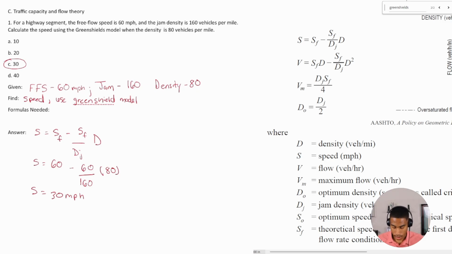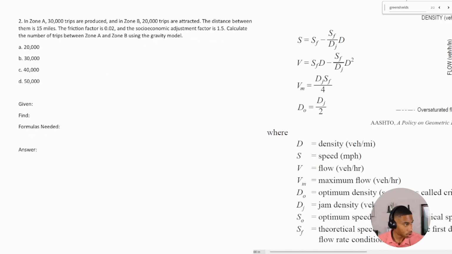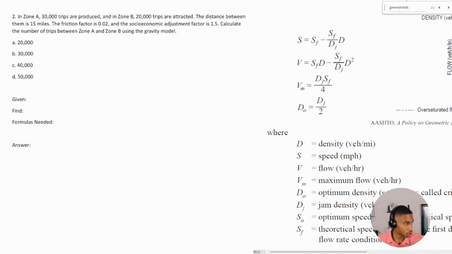All right, let's look at number two. It says in zone A, 30,000 trips are produced, and in zone B, 20,000 trips are attracted. The distance between them is 15 miles. The friction factor is 0.02, and the socioeconomic adjustment factor is 1.5. Calculate the number of trips between zone A and zone B using the gravity model.